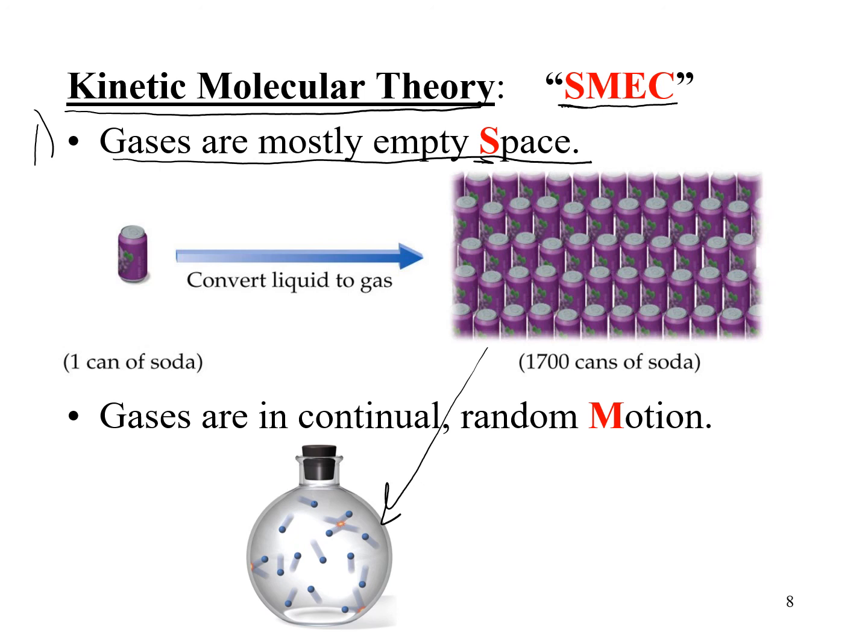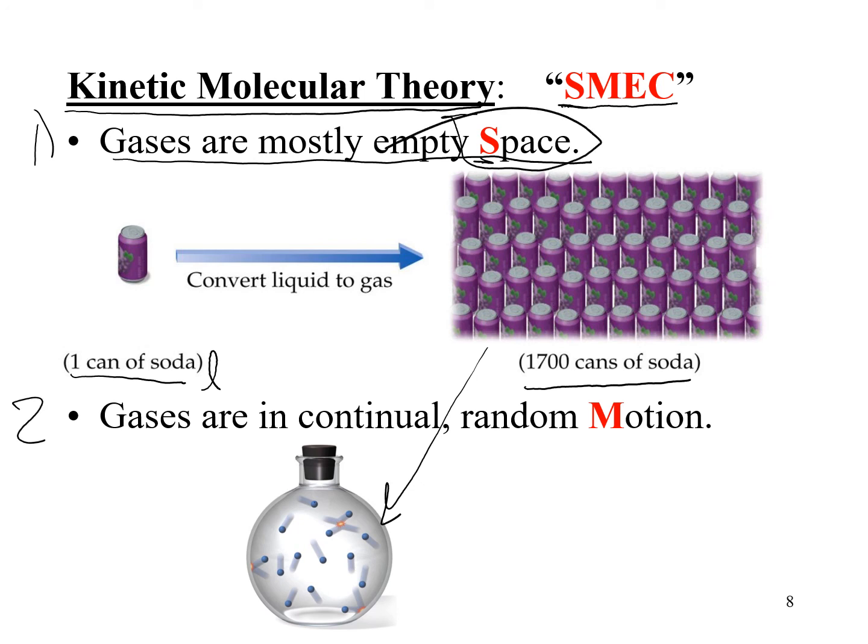They're looking pretty large, but they're really much, much smaller than that. As an example, if I had 1 can of soda in the liquid phase, and I looked at all the molecules in there, and I converted that to the gas phase, the volume it would take up would be equivalent to 1,700 cans of soda. So that's an idea to give you how small these molecules are, of how much space they would take up. So just remember, gases are mostly empty space.